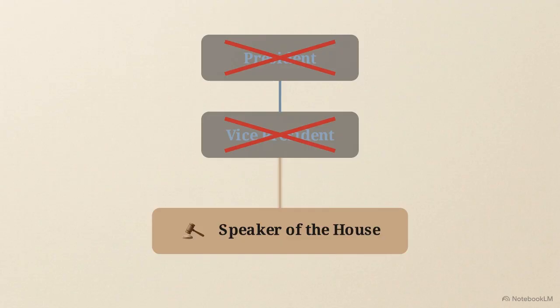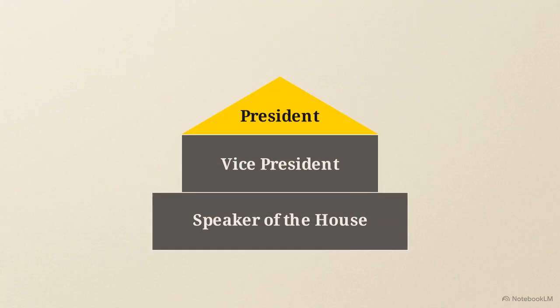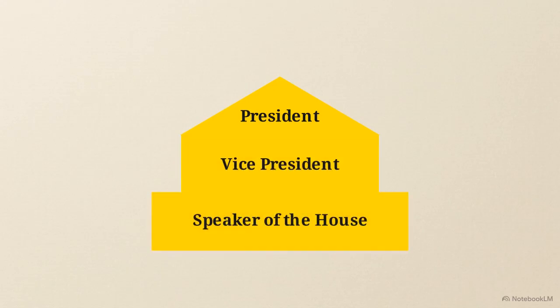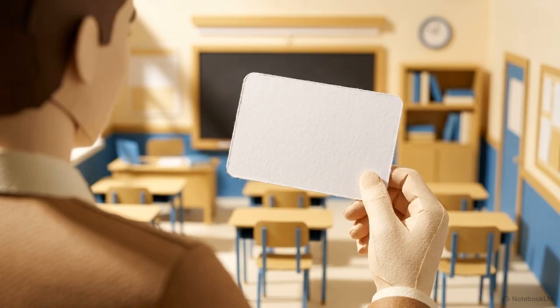You can visualize this like climbing the levels of a house. The president is at the top, the vice president is the second level, and the Speaker of the House is the 3rd step. Let's consolidate everything with a quick review. I will read the prompt, and you say the answer out loud as it appears.